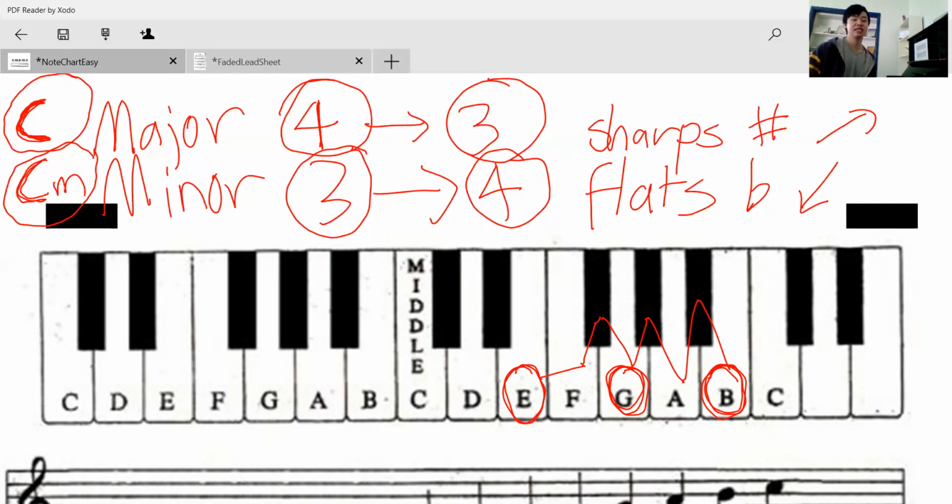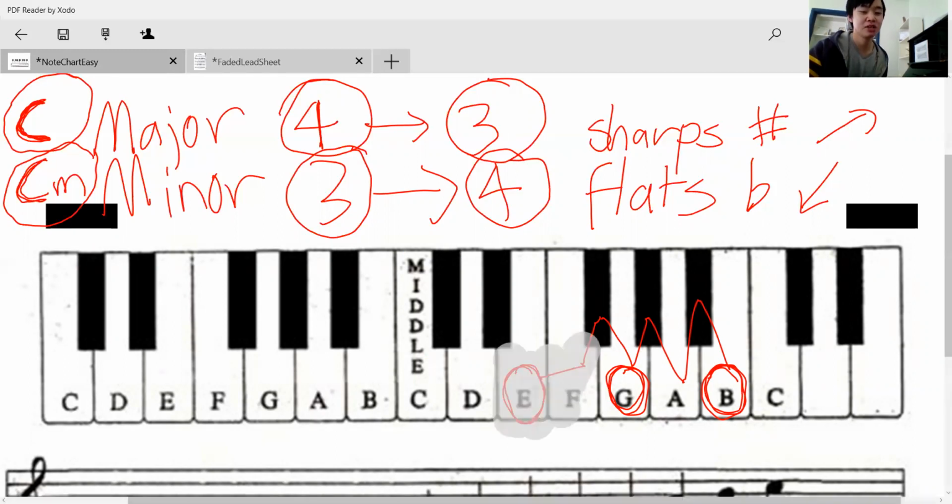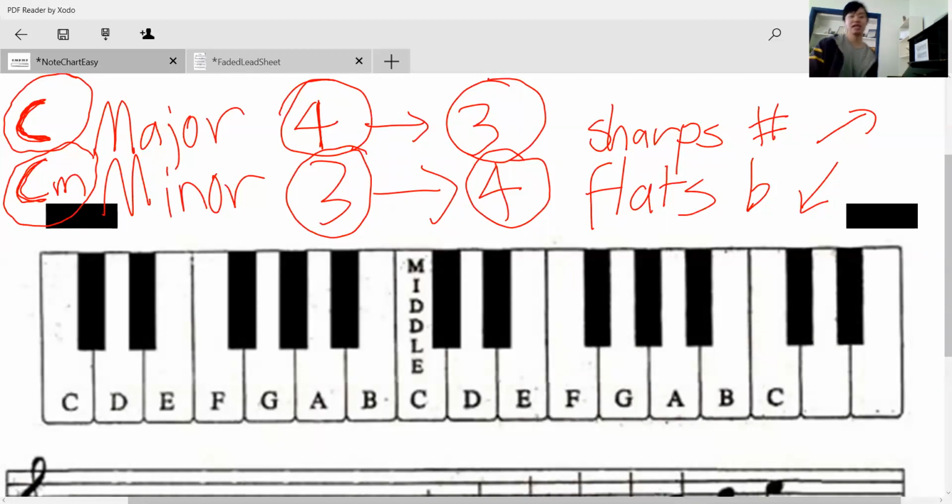Now, let's see whether we can find a little bit of a harder example. So remember, when we're counting, we've got to make sure that we're counting all the white and black notes and we're zigzagging. So let's have a go at a D major.